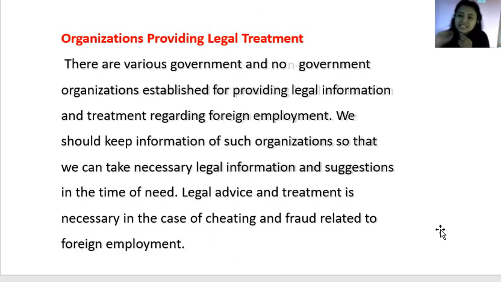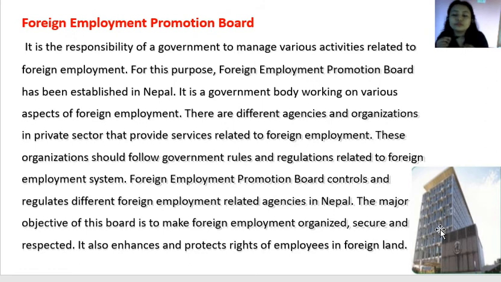If you have just signed one contract for one foreign employment, and you will just work in another company, then what happens in that case? That is the cheating case, no? So what happens in that case? So everything regarding the legal requirement will be provided to you by the legal organizations.